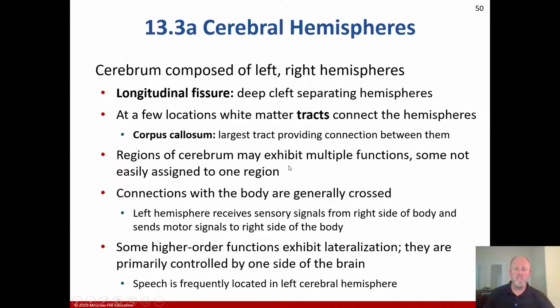Regions of the cerebrum may exhibit multiple functions. Some are not easily assigned to one specific region. Connections within the body are generally crossed with the cerebrum. The left hemisphere receives sensory signals from the right side of the body and sends motor signals to the right side of the body, as an example. Some higher order functions exhibit lateralization. They are primarily controlled by one side of the brain, like speech, which is frequently located in the left cerebral hemisphere.